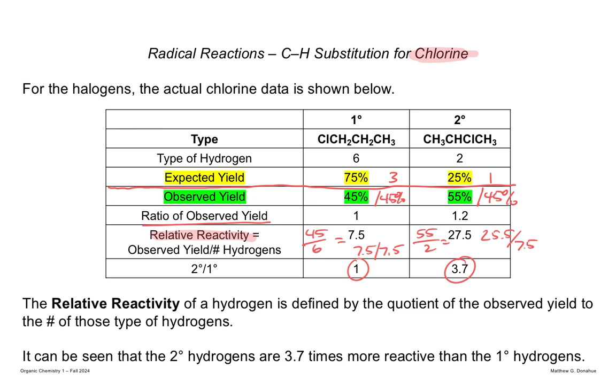So again, just to beat the dead horse here, what we're trying to explain is why the observed yield looks different than the theoretical yield. And the meaning is that the nature or class of the hydrogens matter.